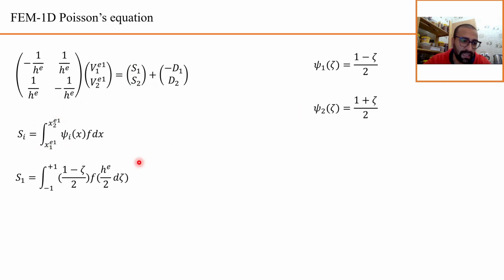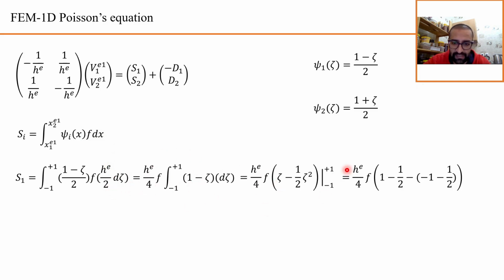But in the new coordinate, it should be like the following, d psi. Yes, we should indeed put d psi of zeta instead of psi of x, and that's nothing but 1 minus zeta over 2, and f is the same function. We calculated that dx is connected to d zeta like h over 2 d zeta. If you calculate this integral simply as you see here, finally this will be 2, and you will find s1, that is h over 2 times f.